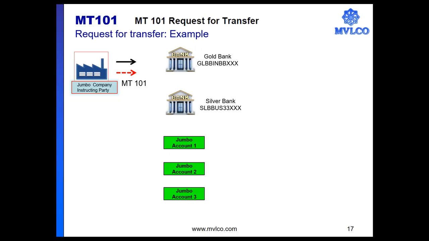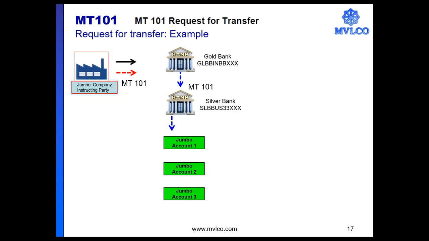When Gold Bank receives this message, at Gold Bank we are not doing any accounting entries because we are only acting as a pass-through. We will take this message from Jumbo Company at Gold Bank, and then forward this MT101 to Silver Bank. We are now Gold Bank. We are telling Silver that our customer Jumbo wants to make a payment out of its account with you. When Silver Bank receives this message from Gold Bank, Silver Bank would then move money as per the instructions given by Jumbo through Gold Bank. This is how MT101 is used.